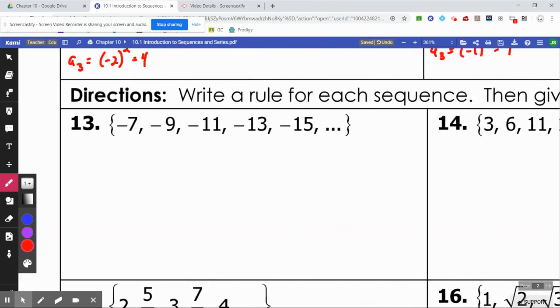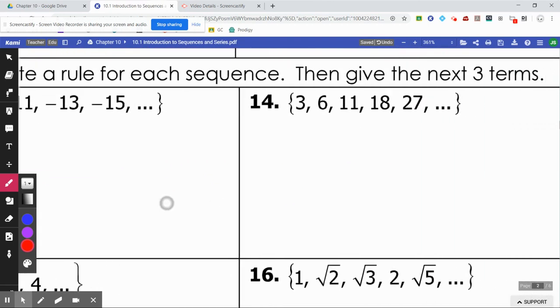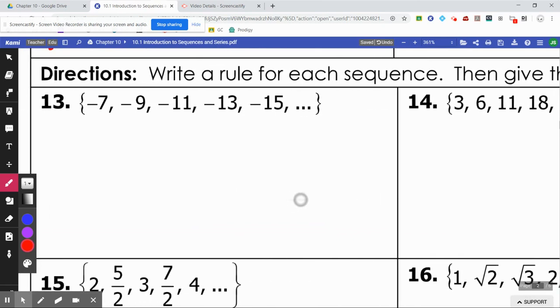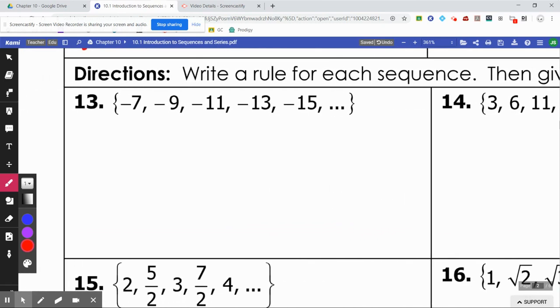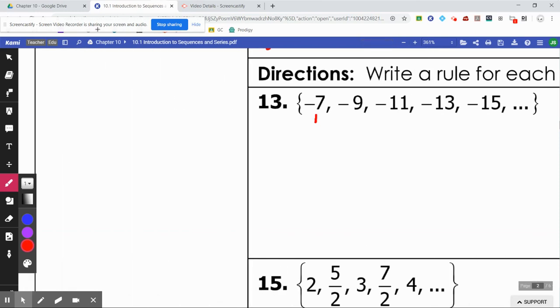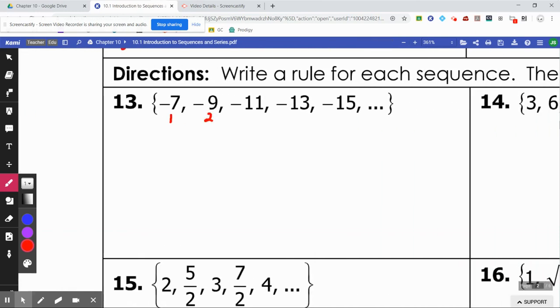Okay, next up, directions. Write a rule for each sequence, then give the next 3 terms. So this is the first term in the sequence, the second term, the third term, and so on and so forth. We have to somehow relate these numbers to this. Okay, how can we use 1 to give me -7? Well, we could add 8. Are we going to add 8 to all these to get our numbers up here?